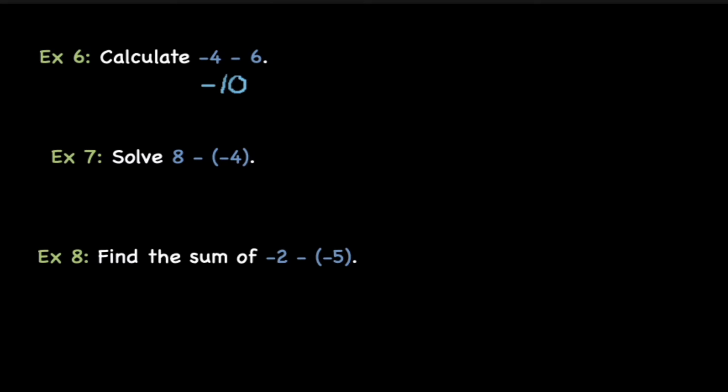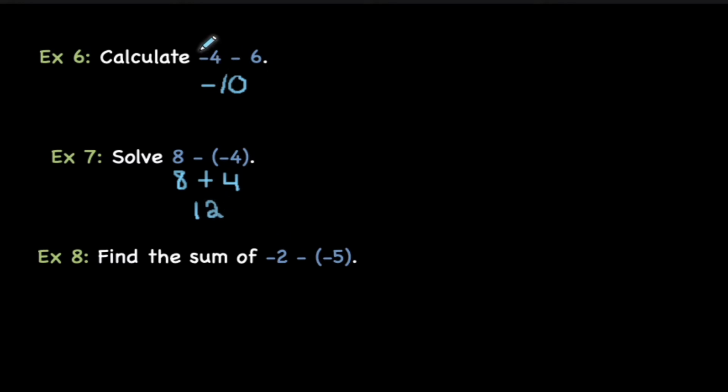Okay, so let's take a look at example number 7. So we need to solve 8 minus negative 4. Anytime you have two negatives right beside each other, it becomes a positive. So bring that sign down, and we have 8 plus 4. So you're going to add as usual. 8 plus 4 is 12.